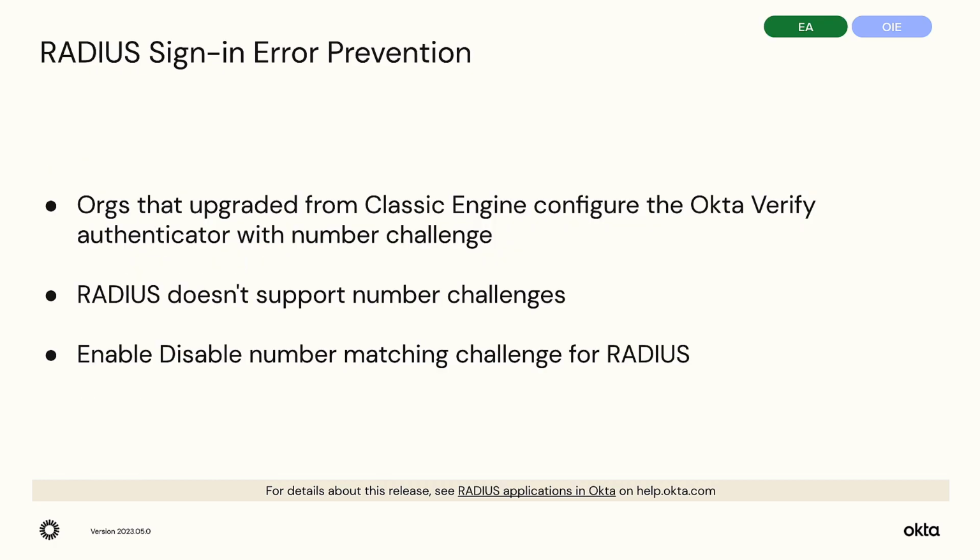Radius sign-in error prevention. If orgs that upgraded from Classic Engine configure the Okta Verify Authenticator with Number Challenge, the challenge may be presented unexpectedly to Radius users. This can cause errors because Radius doesn't support number challenges. To prevent this, you can enable the new feature Disable Number Matching Challenge for Radius.